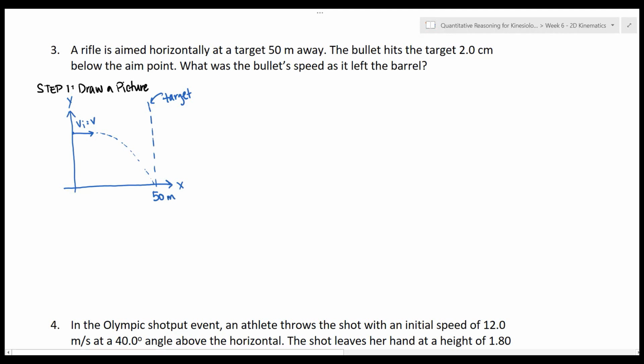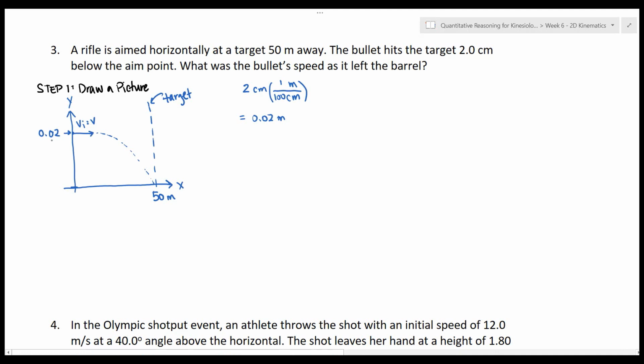The bullet hits the target 2 centimeters below the aim point. So this was the aim point right here. And it hits the target 2 centimeters below it. So if this is 0 down below here, then this must be 2 centimeters up here. So let's convert 2 centimeters into meters. I'll do it on the side. 2 centimeters. We want to get rid of centimeters. We want meters instead. 1 meter is 100 centimeters. When I divide 2 times 1 divided by 100, I get 0.02 meters. So this is that initial height of the bullet. Okay, so the bullet starts off at 0.02 meters above from where it lands.